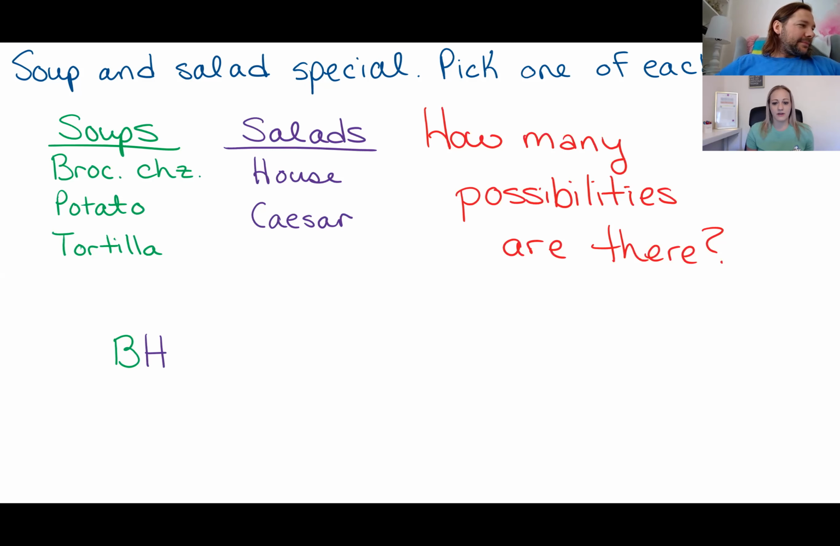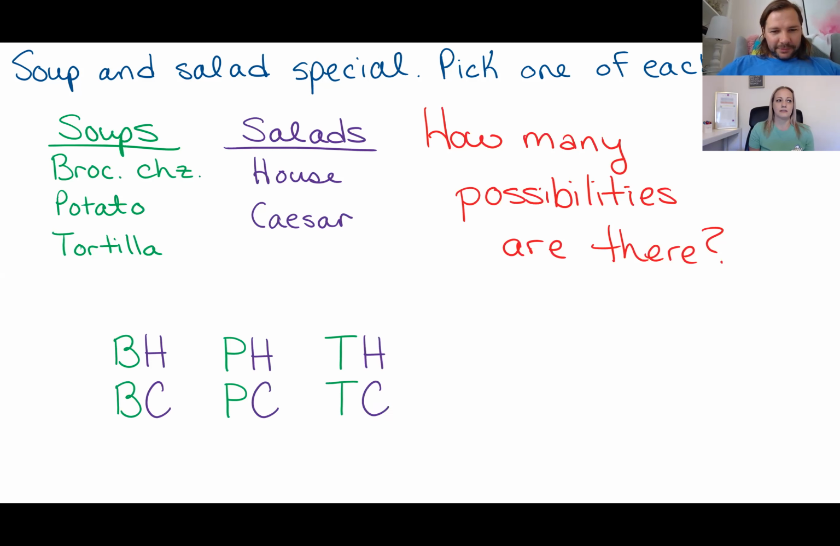And the goal here is for us to figure out how many possibilities there are. So let's see what sort of pairings we can put together. We could pair together broccoli cheese with a house salad, broccoli cheese with a Caesar salad, potato with a house salad, potato with a Caesar salad, or tortilla with a house salad and tortilla with a Caesar salad. So we were able to easily list these out by hand, count them up, and we can see that there are 6 possibilities.